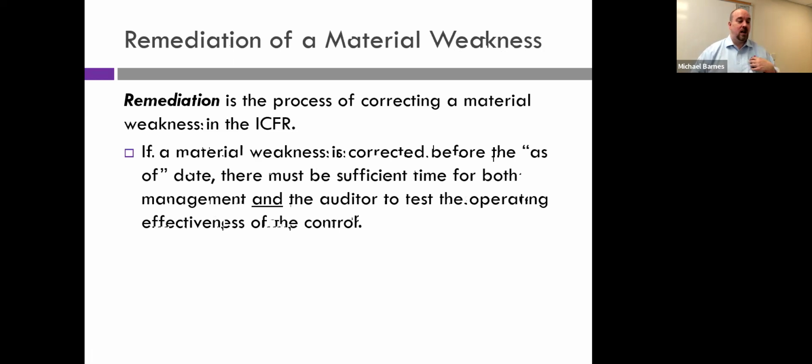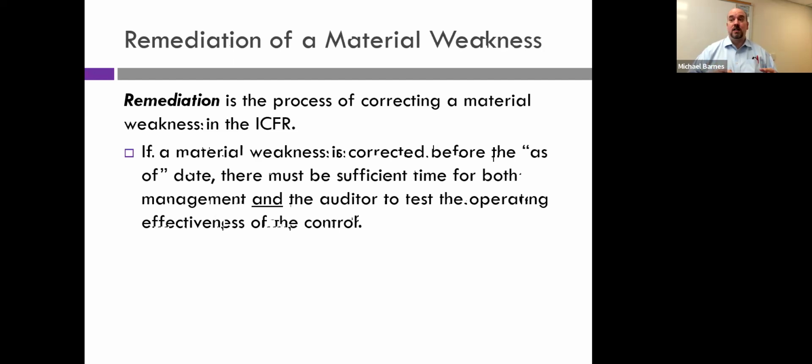There must be sufficient time for both management and the auditor to test the operating effectiveness of the control. So management has to assess the control. They have to retest the control and assess it. Also, the auditor has to have time to test the control and assess it. Both of these criteria have to be met in order for this to work. It can't just be management assesses it and then the auditor says, we'll take your word for it. There has to be sufficient testing for both.